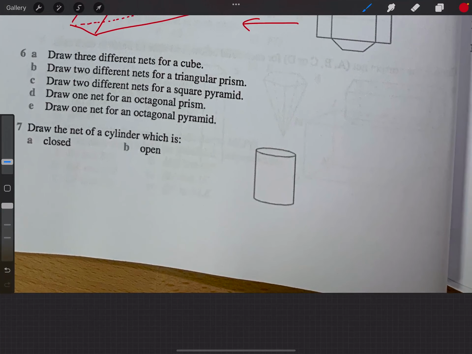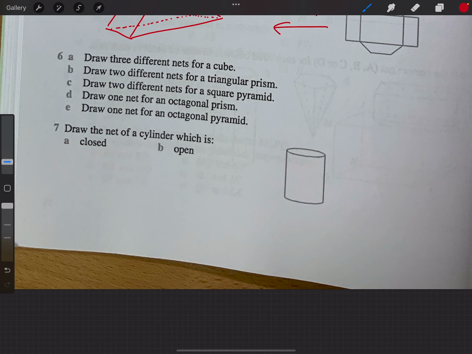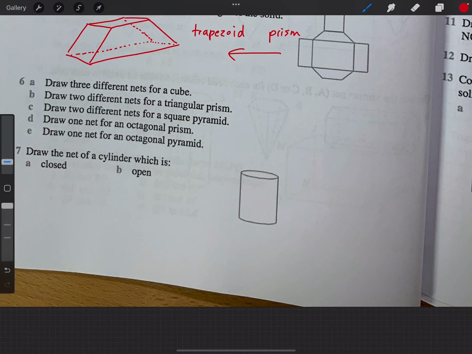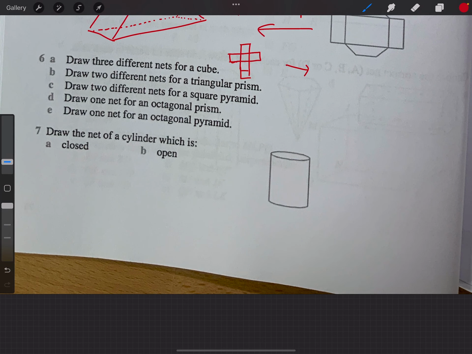Question 6, draw 3 different nets for a cube. Okay. Well, one of them is going to look like this. This is the most famous one. Okay, and just think of 2 more. If you have any problems, you can look it up on Google and see what the answer is there. There should be 11 types altogether. 11 types of nets for cubes.